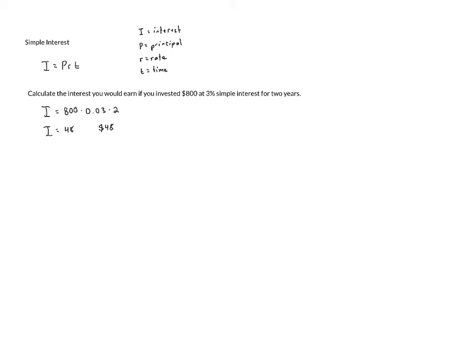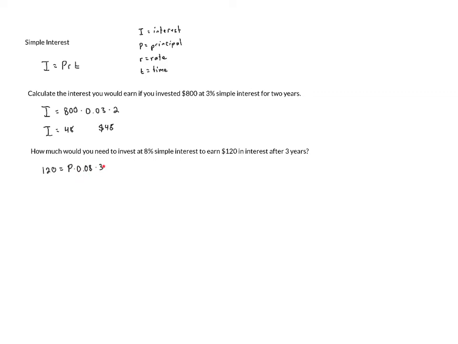Let's look at another problem. How much would you need to invest at 8% simple interest to earn $120 in interest after 3 years? In this case, they're asking us how much we would need to invest, so they're asking us to find the principal. We're given the interest that we need. It's $120, so we can substitute that in. We don't know the principal, so I'll leave that as P. The rate is 8%, which is 0.08 as a decimal, and the time is 3 years. So we need to solve this equation for P.